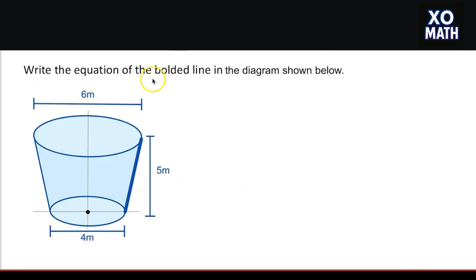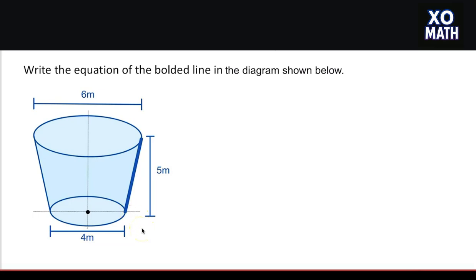Write the equation of the bolded line in the diagram shown below. So we want to take this three-dimensional diagram and think about it two-dimensionally. You can think about this three-dimensional object kind of like a potted plant base, and think about putting the origin right in the middle and looking at it from a perfect side view.